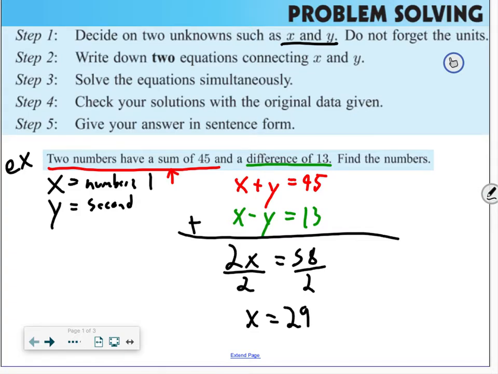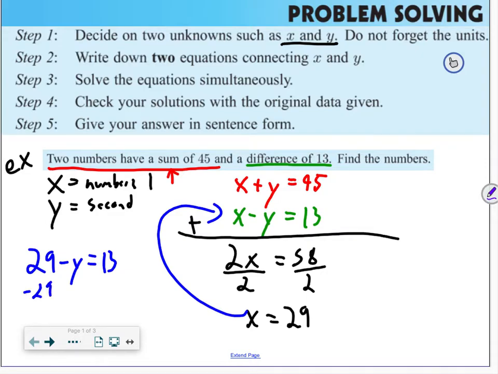29. Okay, now I can backwards solve and put it back into either one of the two equations. I'm just going to put it back into the green one. So I'm going to substitute 29 in my x minus y is equal to 13. Subtract 29 from both sides. I'm going to get negative y is equal to negative 16. Multiply each side by a negative value, so I get y is equal to 16.